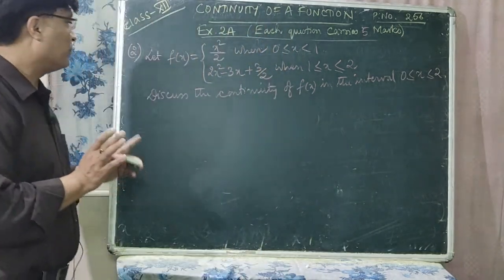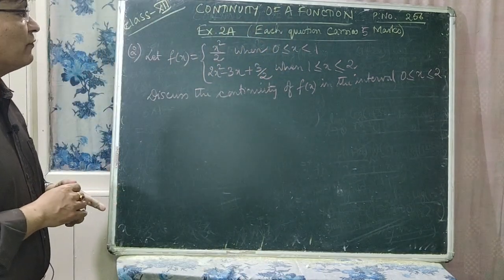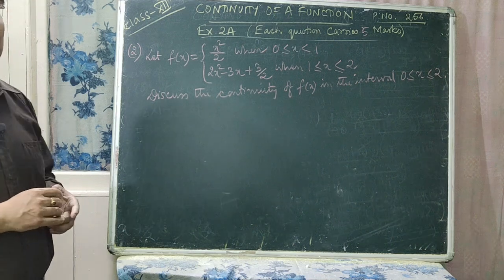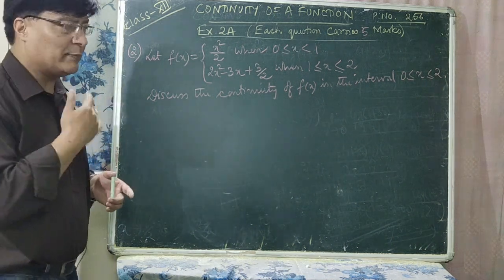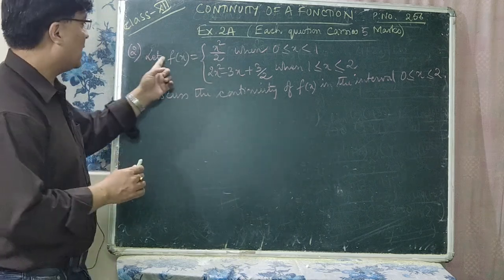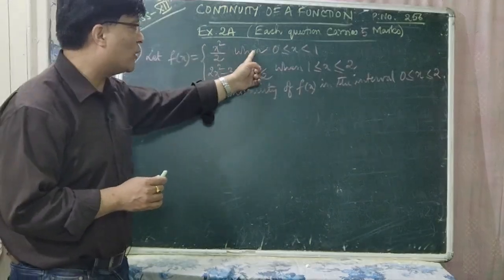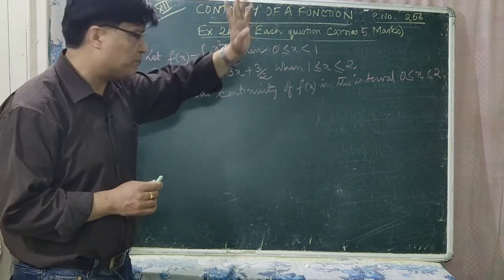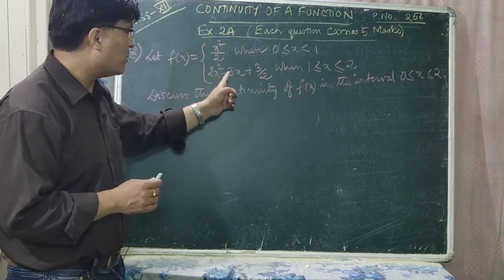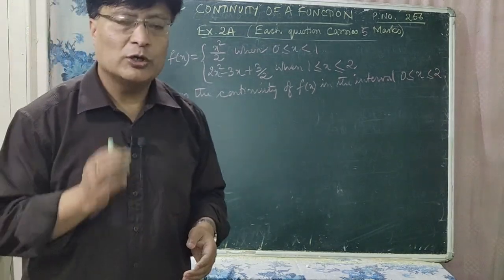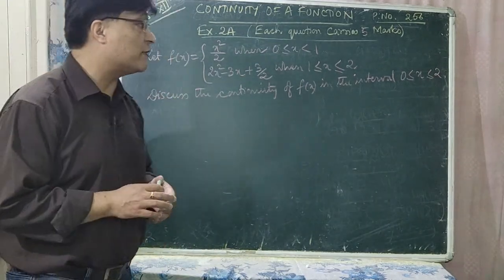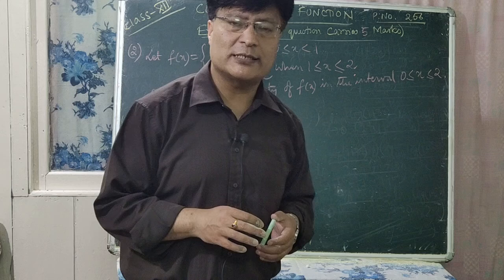Okay? So discuss the continuity of f of x in the interval 0 less than or equal to x less than or equal to 2. Now again, I am explaining you this question. f of x is equal to x square by 2 when 0 less than or equal to x less than 1, and f of x equal to x square minus 3x plus 3 by 2 when 1 less than or equal to x less than or equal to 2. You have to discuss the continuity of f of x in the interval 0 less than or equal to x less than or equal to 2.